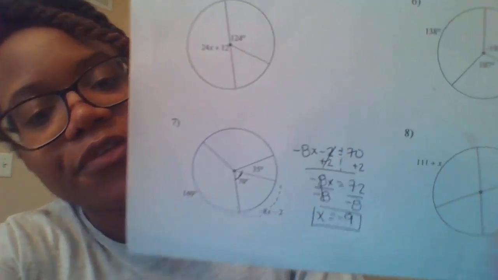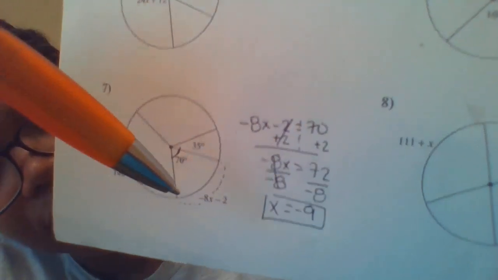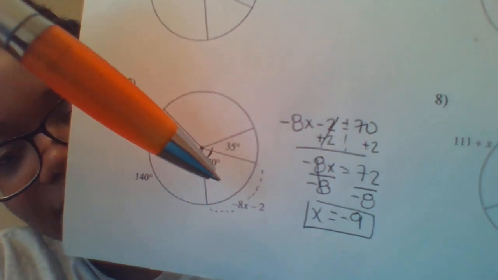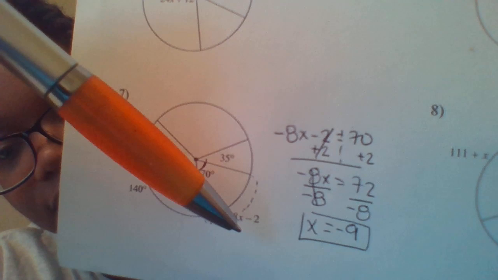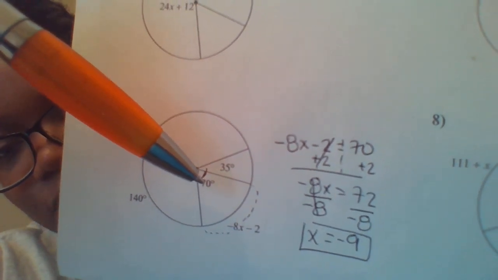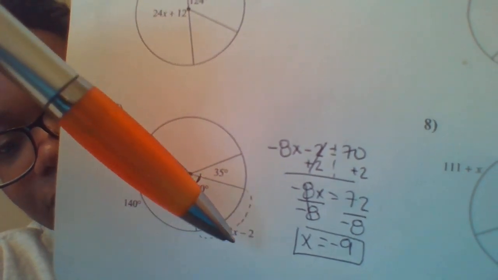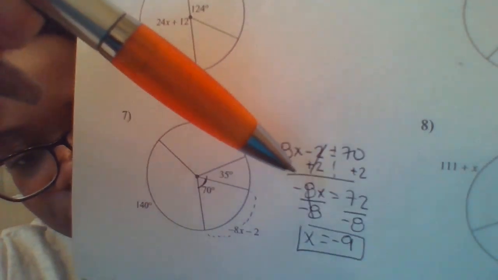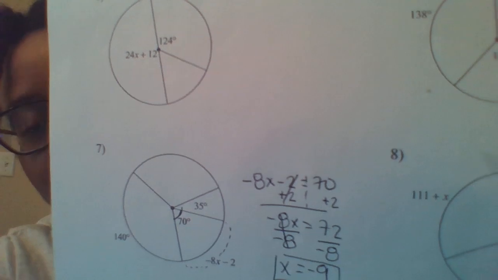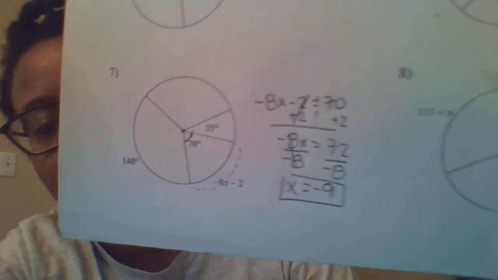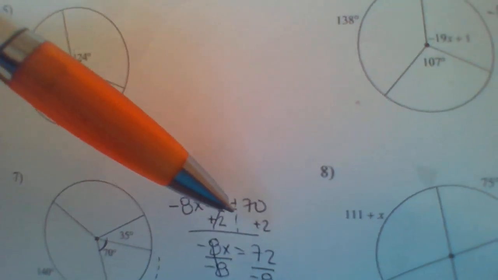And the last problem we're going to review, number 7, all we really have to remember is that the central angle is equal to the arc across from it. So we just have to set up an equation setting 70 equal to negative 8x minus 2. So I set up that equation here. Again, to get x by itself, we have to cancel with addition or subtraction first.